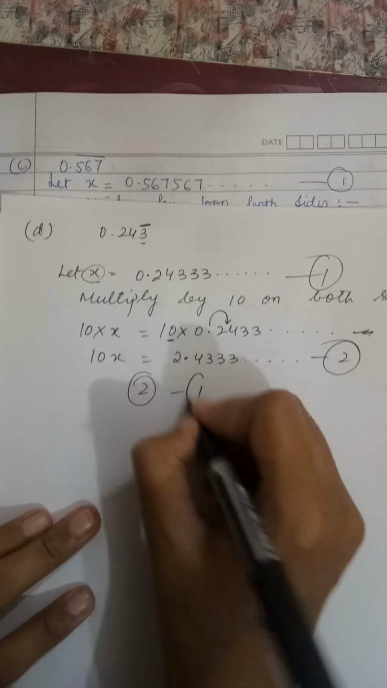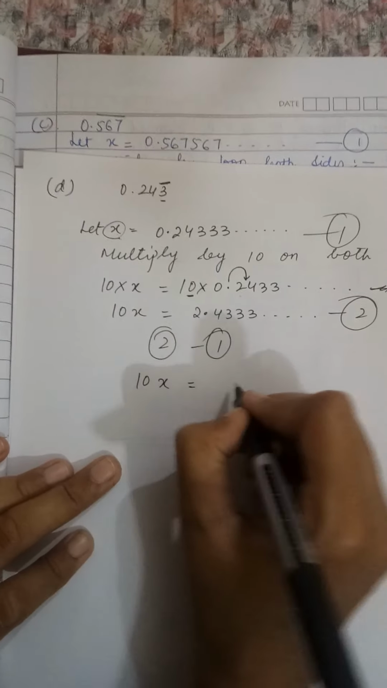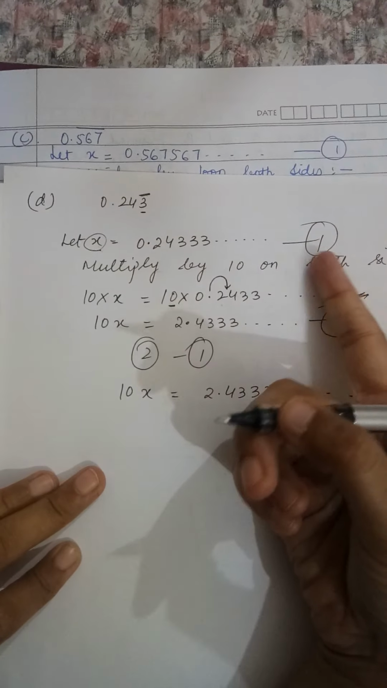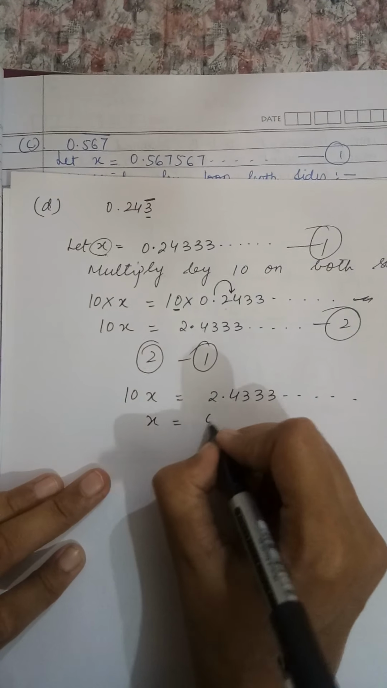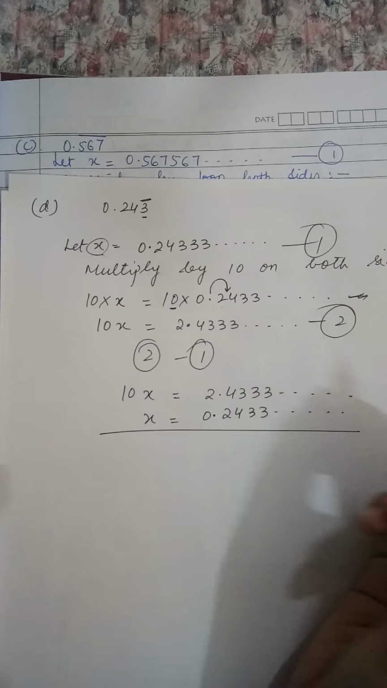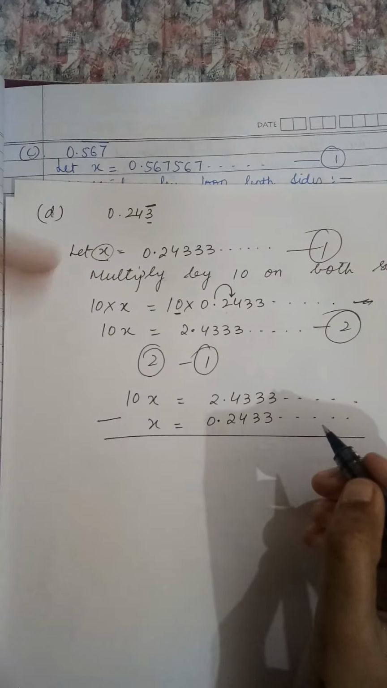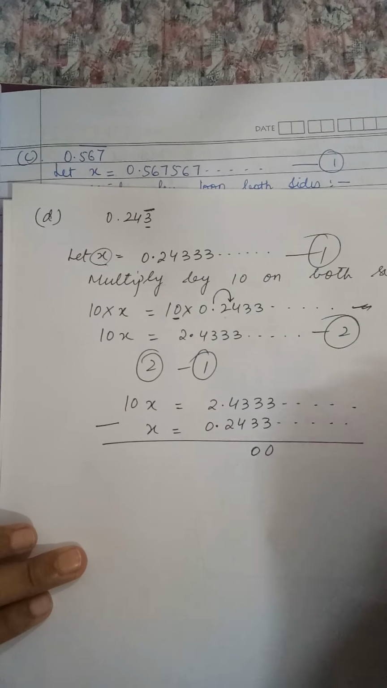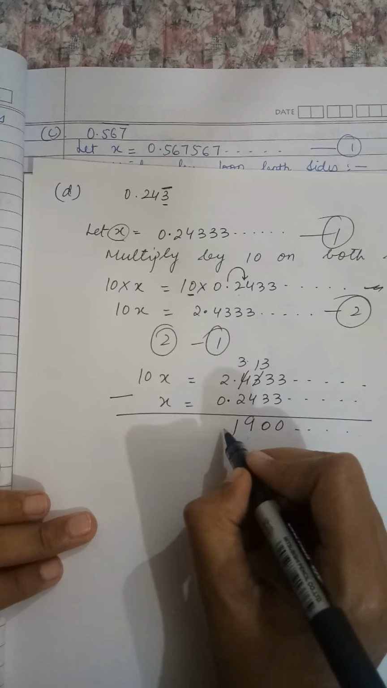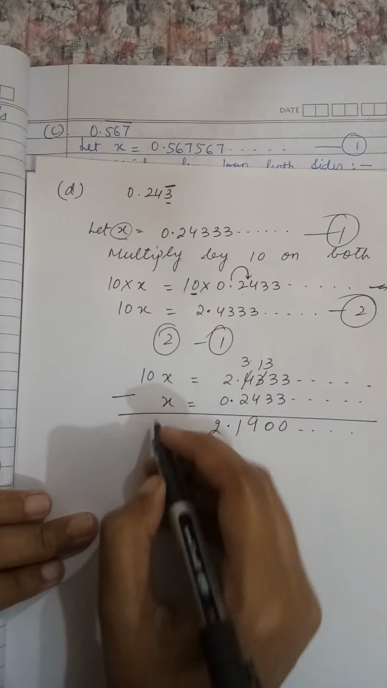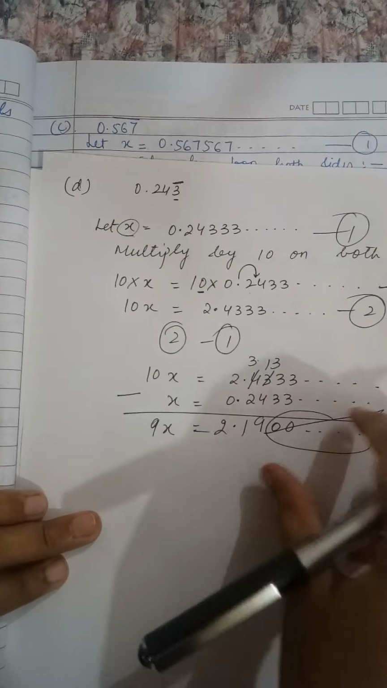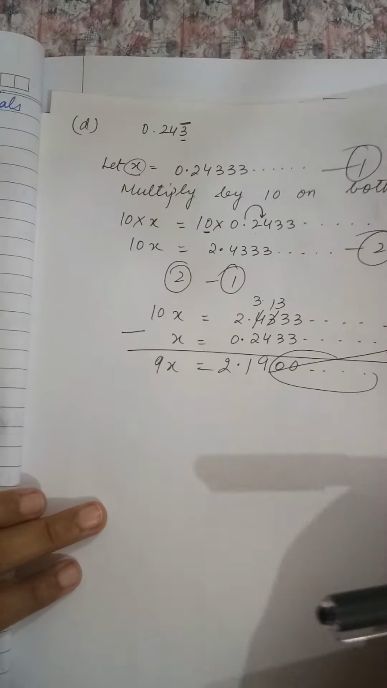Now the next is 2 minus 1. Firstly write second equation, 10x is equals to 2.4333 and so on, and below you are going to write the first equation, x is equals to 0.24333 and so on. The number which is going to keep repeating will after subtracting be 0, so we don't want that. Okay, now what is 13 minus 4? 9. 3 minus 2? 1, and this is going to be 2. And what is 10x minus x? 9x. Okay, this part we don't want. Don't cut in your fair notebooks, I'm just cutting here so that I can explain here.